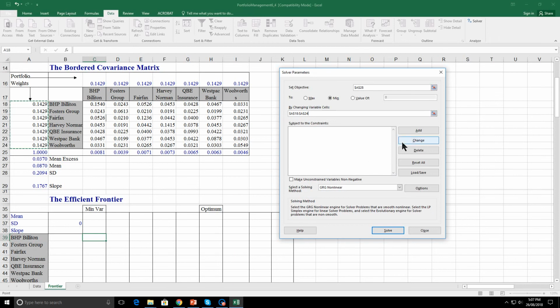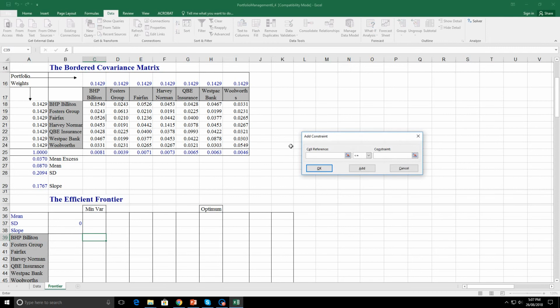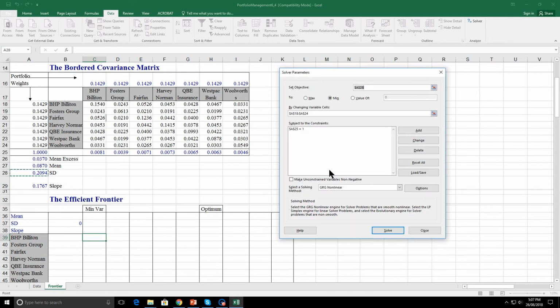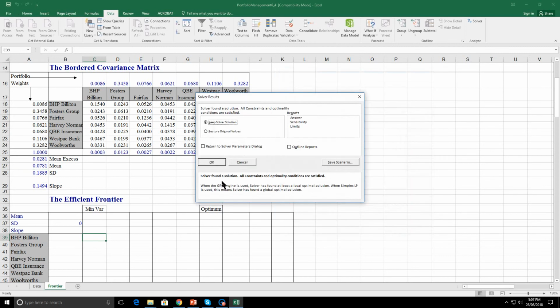And then we add one constraint here, that this one has to be equal to 1, because you know that the sum has to be 1. So now we have all the objectives and the constraints set in. So we go for Solve.